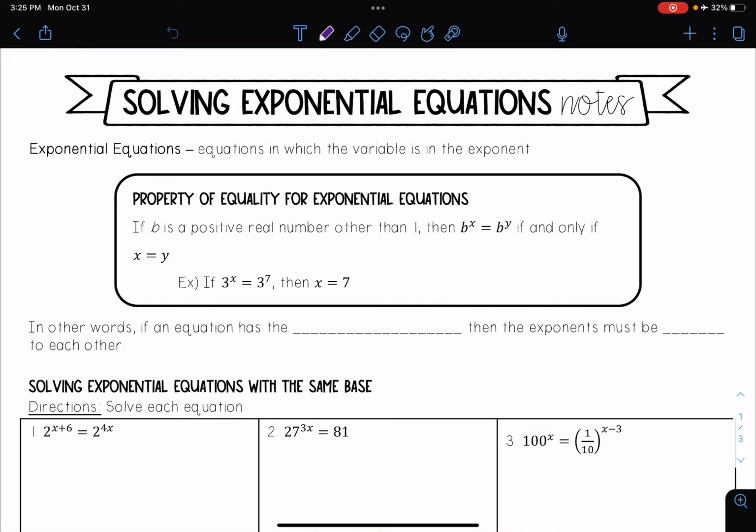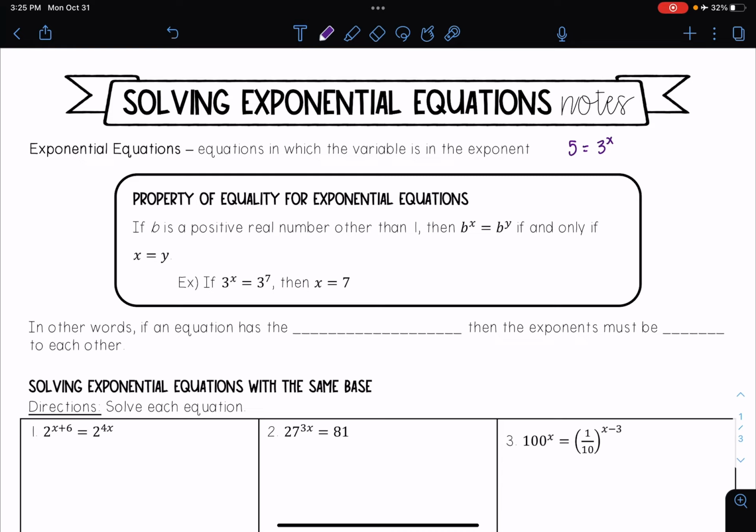Hello everyone. Today we're going to be talking about solving exponential equations. So an exponential equation is basically any equation in which the variable is in the exponent. So for example, 5 is equal to 3 to the x. This is an exponential equation because my x, my variable, is in the exponent.